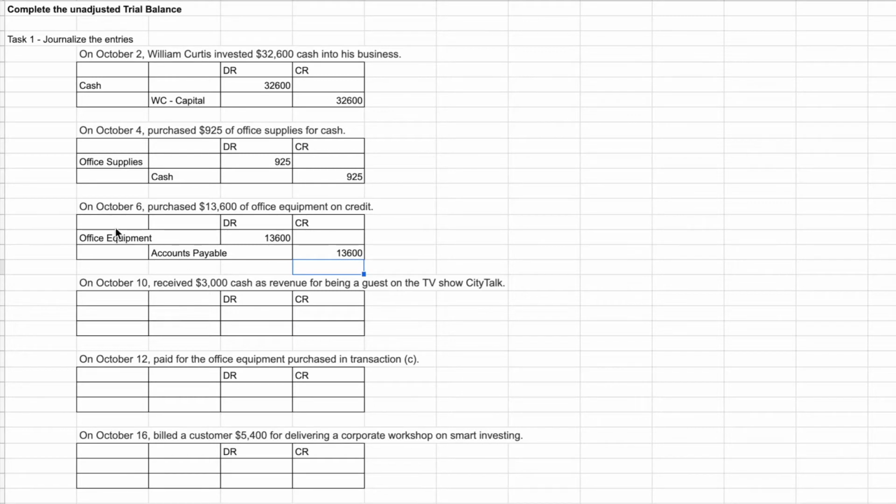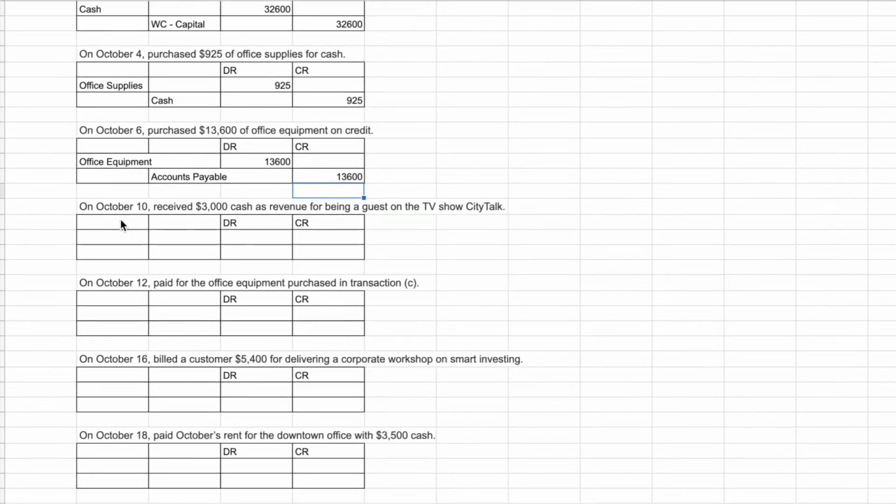So that's that one. On October 10th, he received $3,000 cash as revenue from being a guest on a TV show. Okay, let's look at it. He got cash coming in for $3,000. That's an increase in cash. An increase in the asset cash is a debit. So we debit cash by $3,000. And the other thing, it says revenue. So he's getting some kind of revenue in here, so we'll just call that a revenue account. An increase in revenue is a credit. So revenue, $3,000.